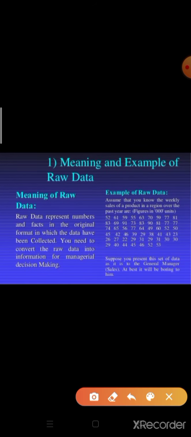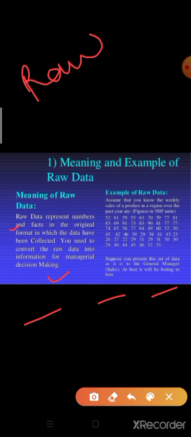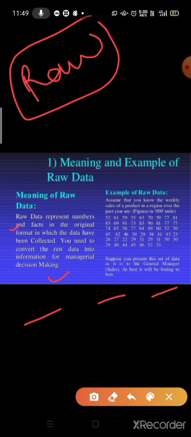Raw data represents numbers and facts in the original format in which the data have been collected. When we present our data as it is, as we have collected it, in front of others, it is known as raw data. You need to convert raw data into information for managerial decision making, because raw data is useless and meaningless, and we are not able to take any decision on its basis. So first it is converted into information, and then managers take decisions on the basis of that data. We can see it in the example also.